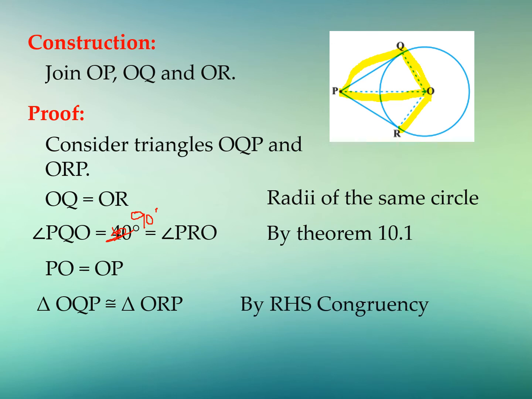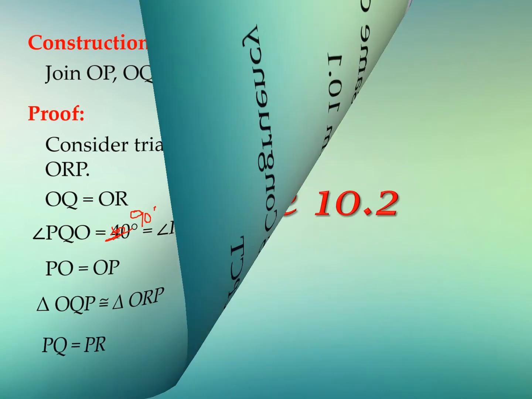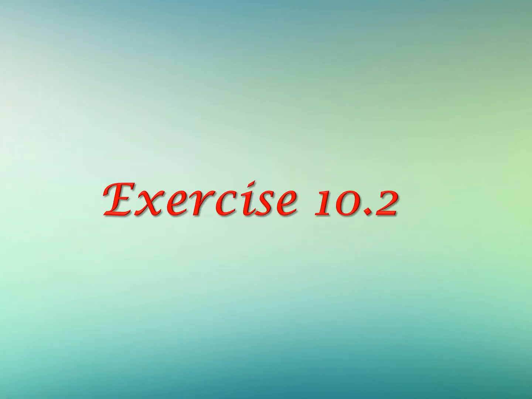When two triangles are congruent, obviously the corresponding parts are equal, and hence we can conclude PQ is equal to PR by CPCT. So with this we conclude the lengths of the tangents drawn from an external point to a circle are equal. So we understand PQ and PR are equal. I hope you will be able to understand the proof of this theorem. With this understanding, we'll try a few problems from exercise 10.2.